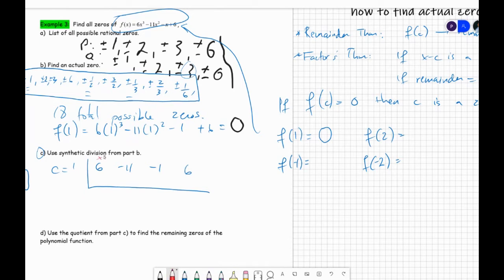As always, I'll put the term up here to remind us. Okay, do you know how to do synthetic division? Oh, yes. Okay, go ahead and do it.